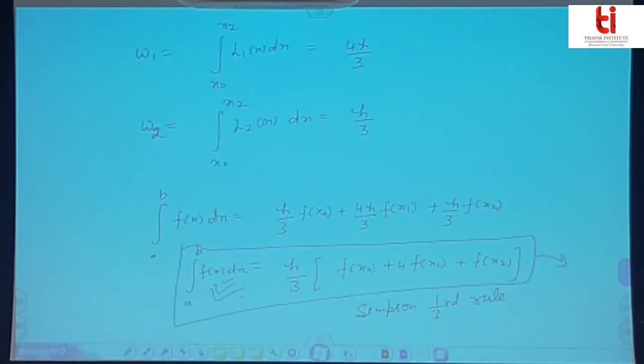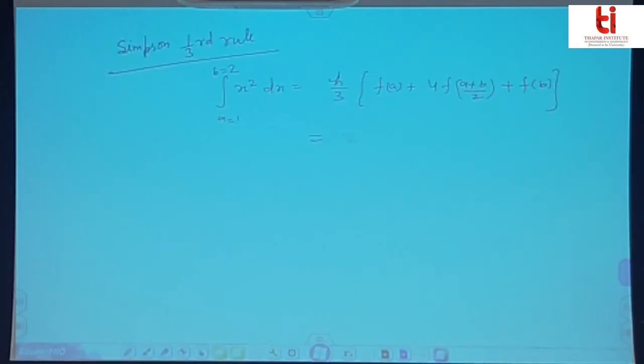Now apply Simpson 1/3 rule. The integration a to b, this 1 to 2, of x square dx equal to h upon 3 times (f of a plus 4 f of the midpoint, (a plus b) upon 2, plus f of b). Okay, in this formula x0 is a, x1 is (a plus b) upon 2, and x2 is b.